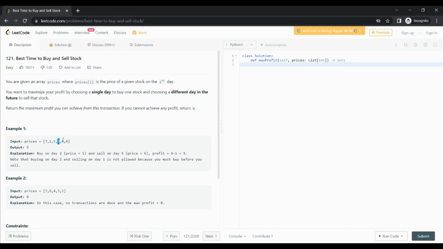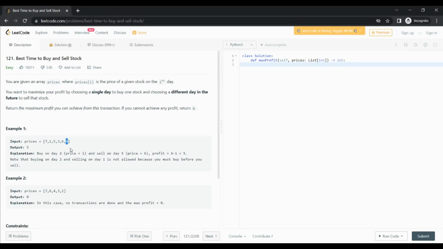Moving on, would it make sense to buy it at 6? Absolutely not. What if we sell it at 6? If we sell it at 6, then the profit would be 6 minus 1, which is 5. And 5 is greater than the profit we had before, which was 4. So in this case, we update our profit to be, sorry, 6 minus 1, which is 5.